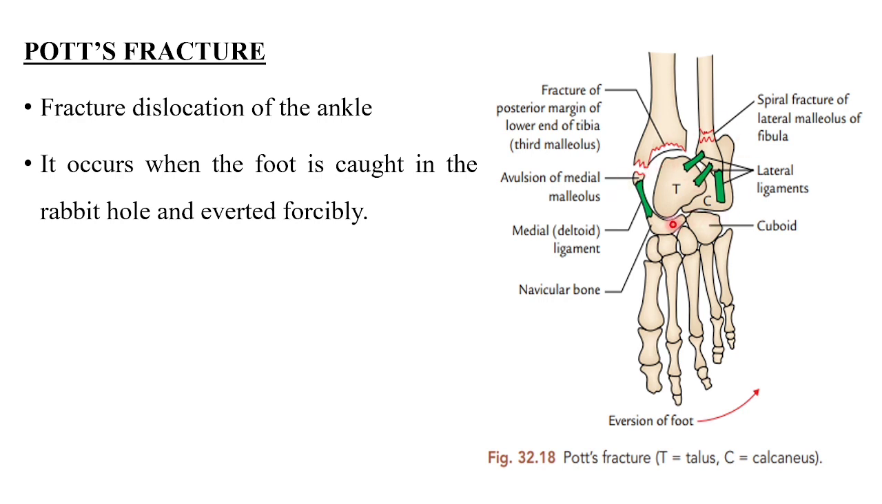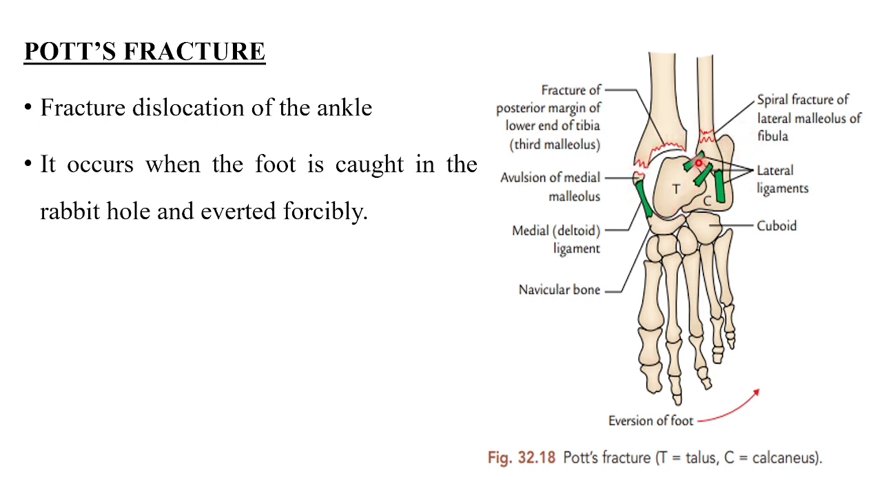In this condition, the following sequence of events can take place. First is an oblique fracture of the lateral malleolus due to the internal rotation of the tibia, so an oblique or spiral fracture of the lateral malleolus of your fibula. Next is an avulsion fracture or transverse fracture of your medial malleolus due to the pull of the strong deltoid ligament, or the medial collateral ligament. The third event is a fracture of the posterior margin of the lower end of the tibia, that is your third malleolus. This is the first malleolus, second, and the third malleolus. All together, this is known as trimalleolar.